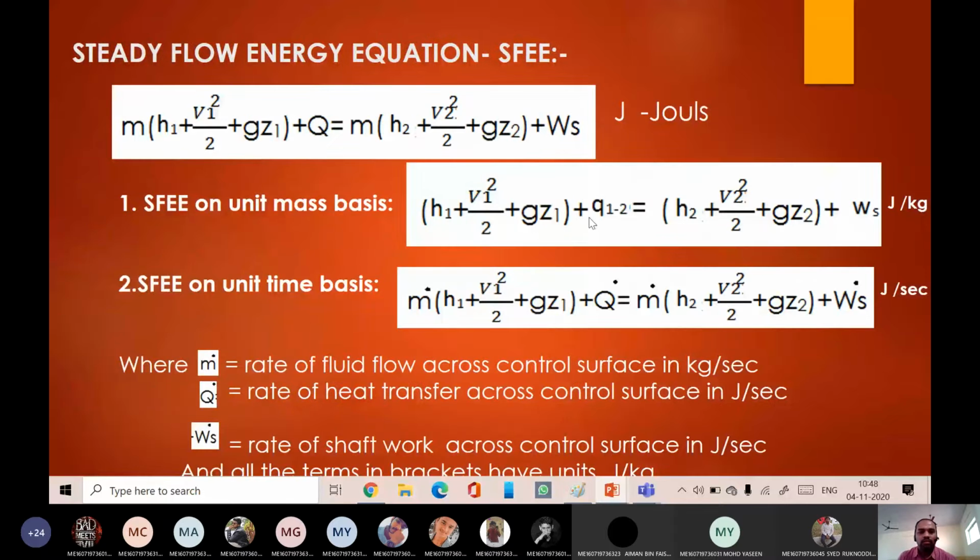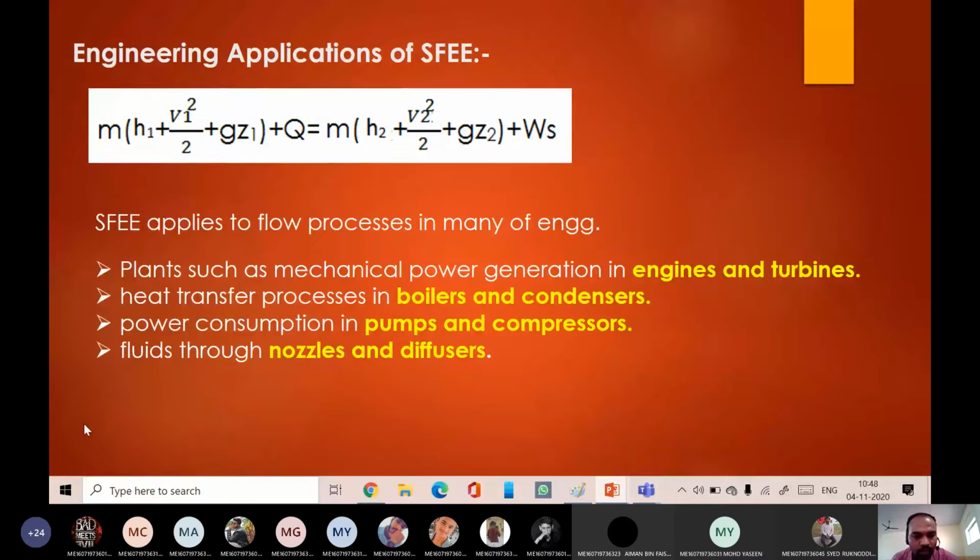So here, this is on a per unit mass basis. If we divide by mass, this is the equation we get. Directly, this equation's units are joules, right? But here the units are joules per kg.